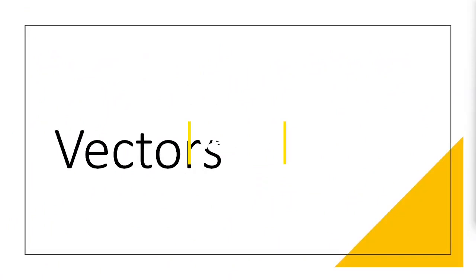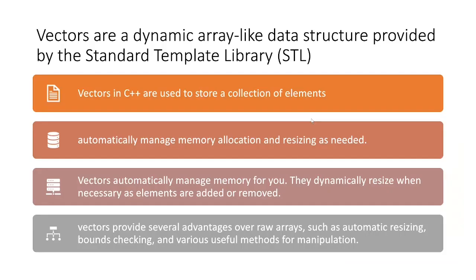And in today's video lesson we talk about vectors. So vectors are a dynamic array-like structure provided by the standard template library. It's like an array, except you can edit it. Vectors in C++ are used to store a collection of elements, just like arrays are.